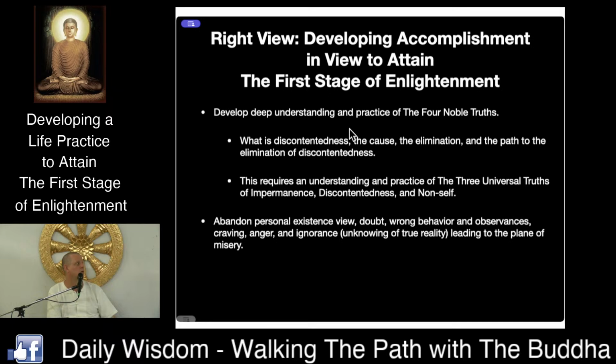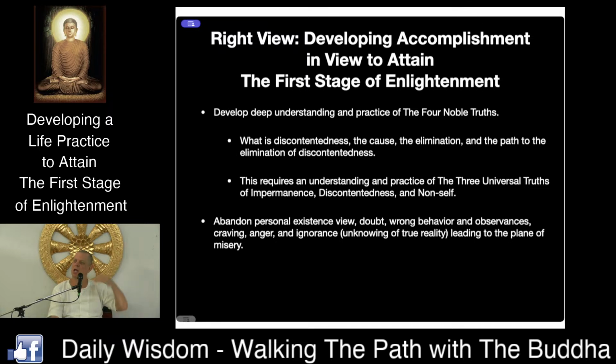Okay? So by developing a deep understanding and practice of the Four Noble Truths, that's what's going to help you to understand and establish right view, where you're understanding what is discontentedness, the cause, the elimination, and the path to eliminating discontentedness. That's what I just shared with you. And this requires you to understand the three universal truths of impermanence, discontentedness, and non-self. Those are building blocks to help you establish right view. And then what the Buddha shares also about establishing accomplishment in view is abandoning personal existence view, doubt, and wrong behavior and observances, those first three fetters. And to eliminate craving, anger, and ignorance, or this unknowing of true reality, leading to the plane of misery.